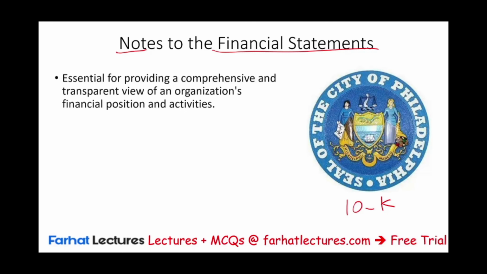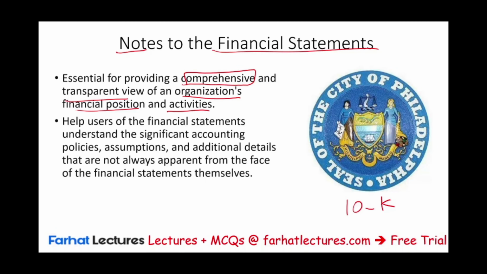Well, what are the notes for? They're essential for providing a comprehensive and transparent view of the organization's financial position and activities. Notice it's comprehensive. It's called the Annual Comprehensive Financial Report. It gives you a full view. It helps the users of these statements. Who are the users of these statements?